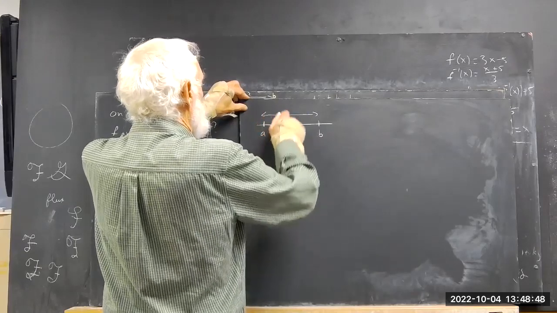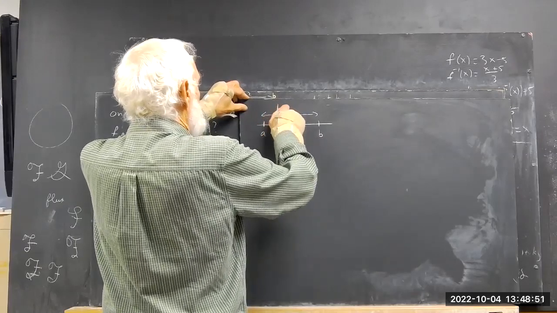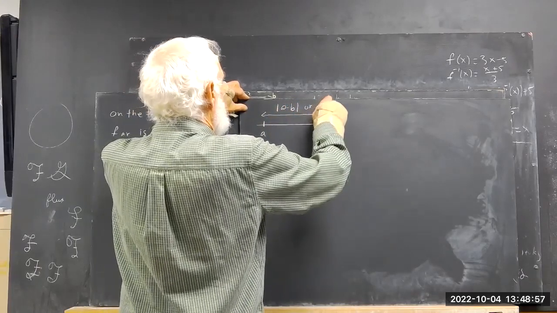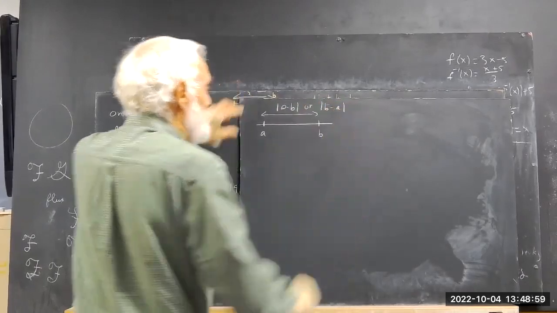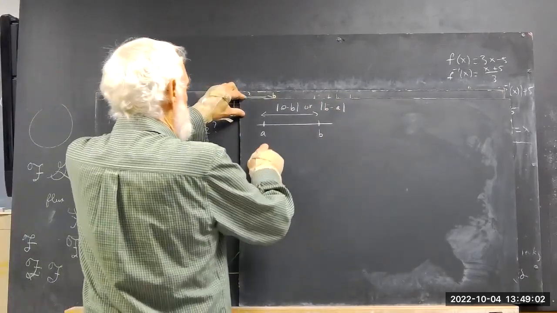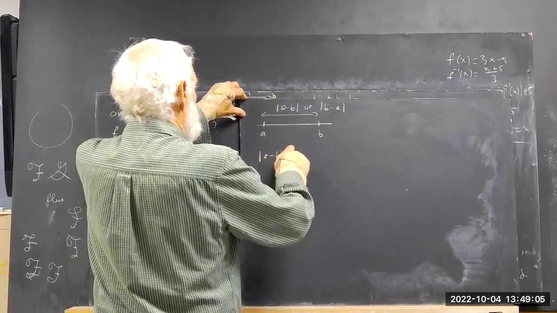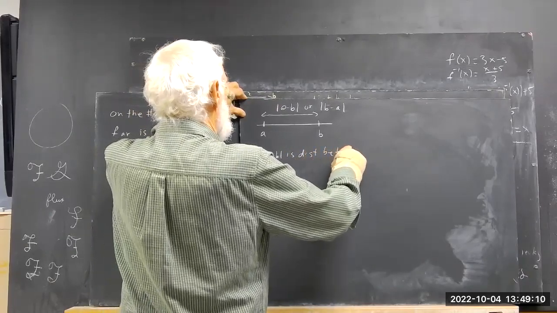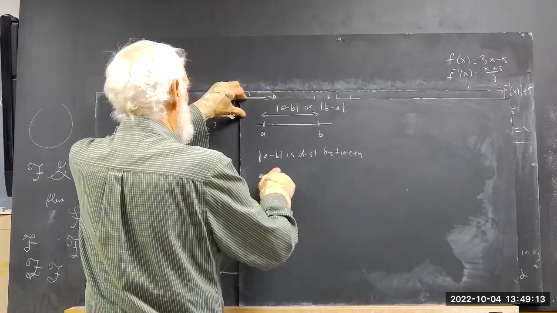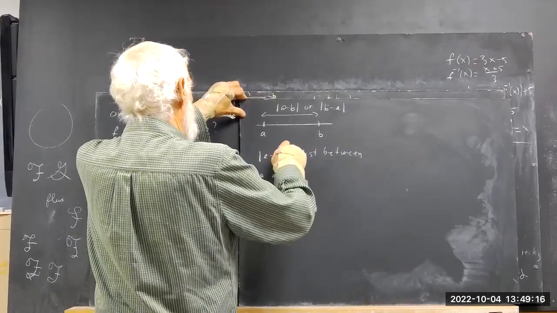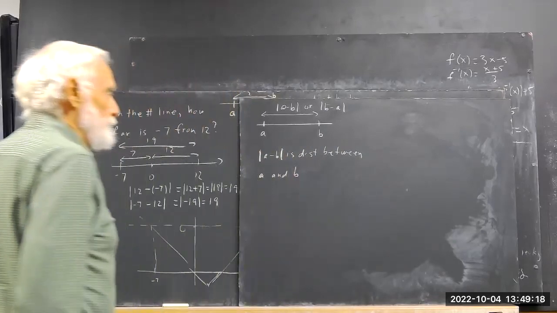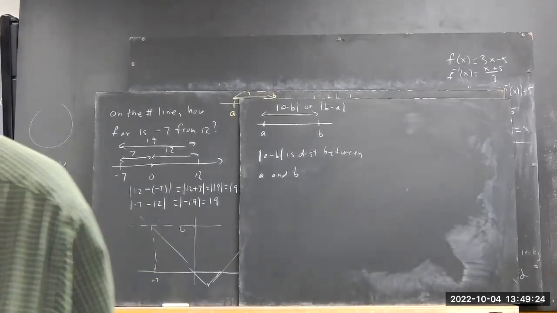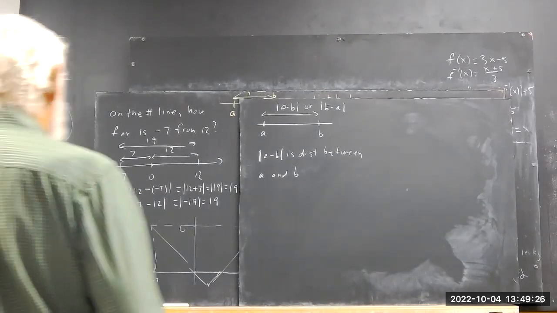Okay, so the distance is the absolute value of A minus B, or the absolute value of B minus A, because they're both equal. So the absolute value of A minus B is the distance between A and B. Okay, so now I'm going to give you a problem.